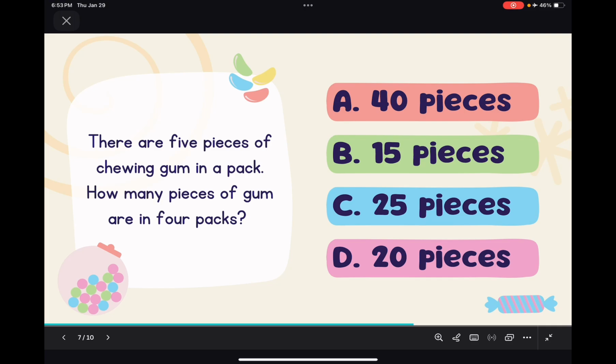All right, so looking at the problem we just solved, the answer would be D, 20 pieces. So remember, we had a multiple choice, so I came back to it so that we could see that D was the correct answer.